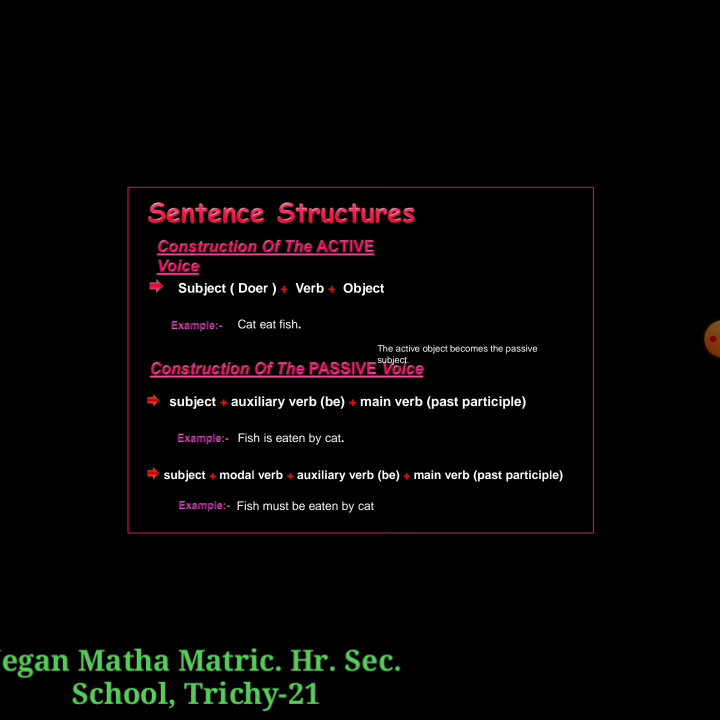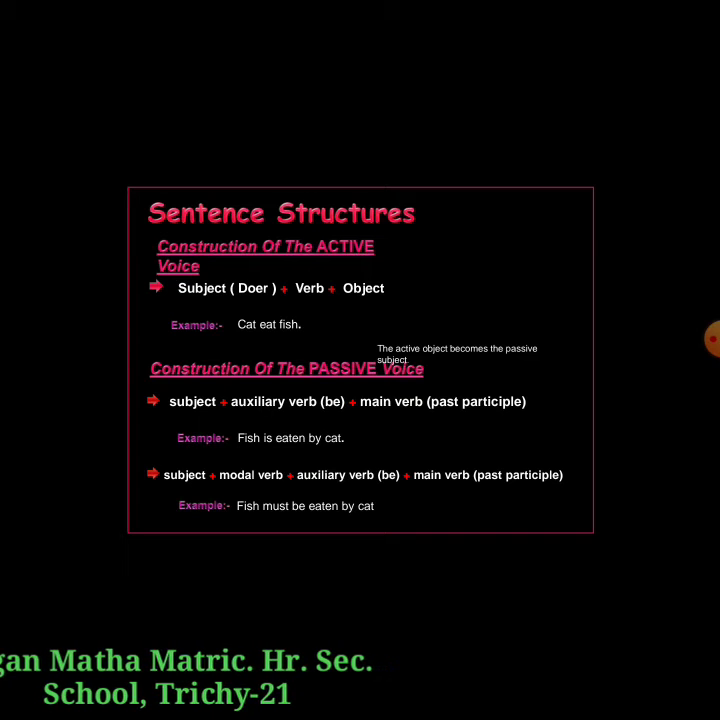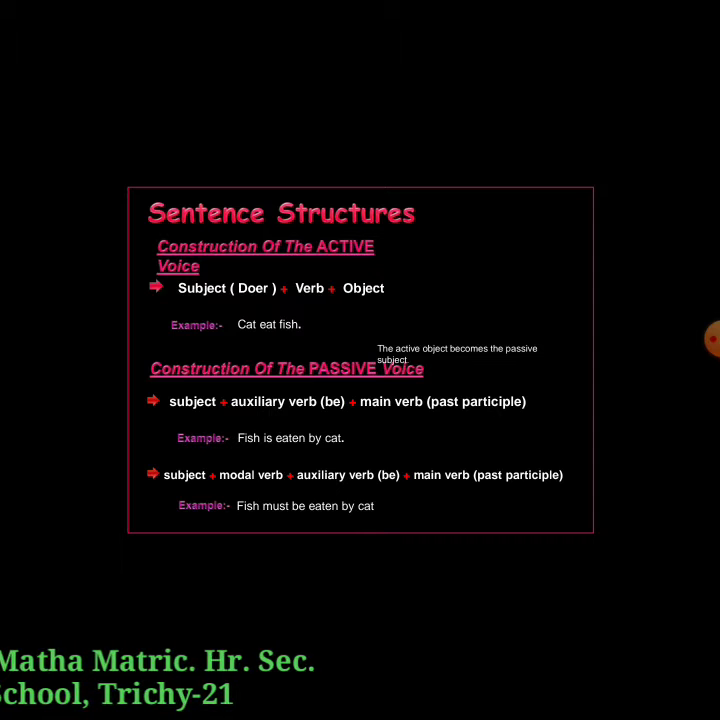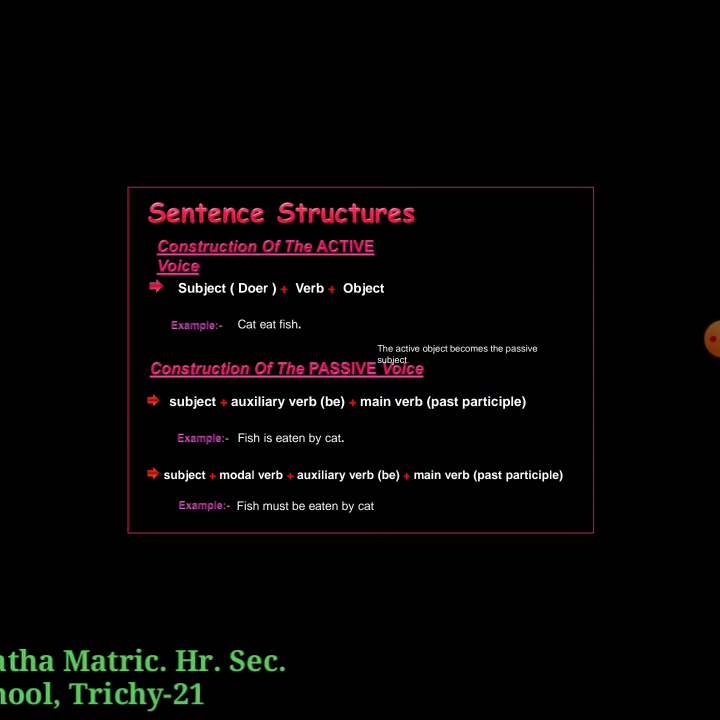Construction of the passive voice: subject, auxiliary verb, that is be form verb, plus main verb, past participle. For example, fish is eaten by cat. Why do we use eaten? Because eat is simple present. So for the auxiliary verb, the be form verb, we take is, because the subject is singular. Fish is eaten by cat.